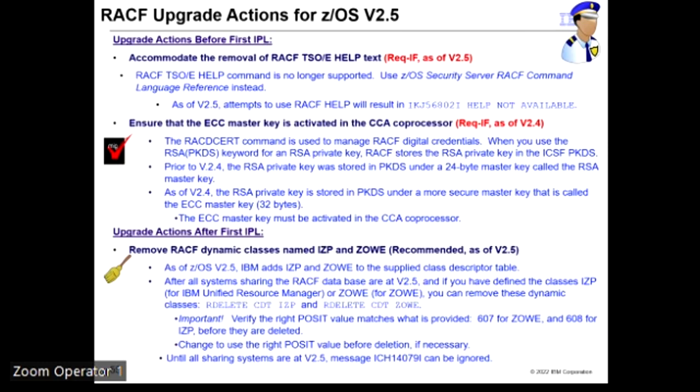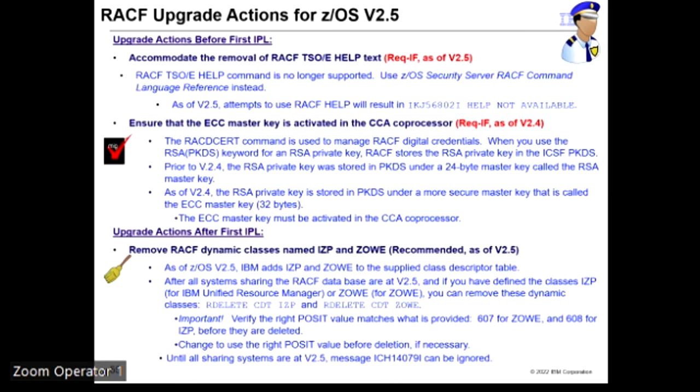So if you issue the RACDCERT command and you're using RSA PKDS, you're going to need the ECC master key in the CCA coprocessor. That's kind of the chain of events that caused this upgrade action. There is a health check to remind you that you need that master key activated in the CCA coprocessor.